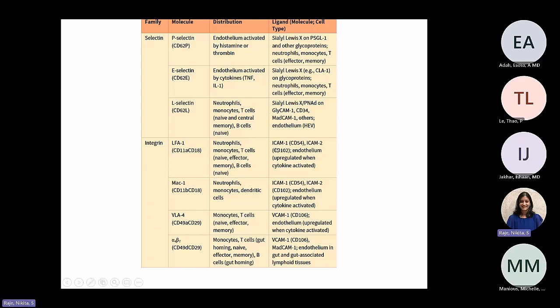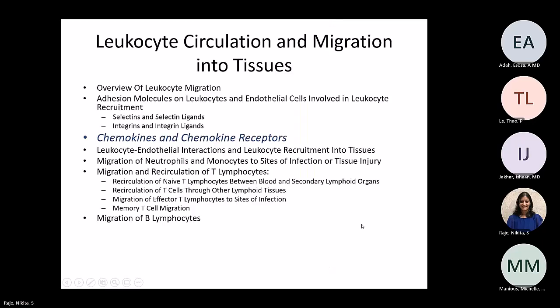The integrin ligands are also known as CAMs, so ICAM is intercellular adhesion molecule or VCAM, vascular cell adhesion molecule. So the CAM stands for cellular adhesion molecule. All right. So those were the two different types of adhesion molecules.